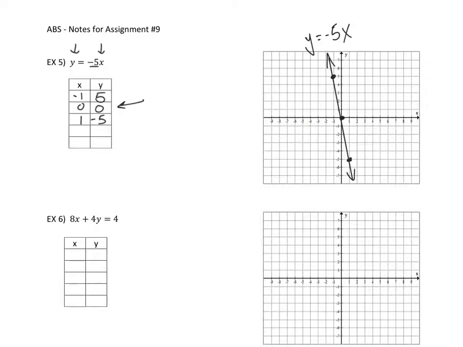Example 6. Now, example 6, finally we get into something that looks like math, and this makes me so happy. So the first step we need to do here is solve for y. So that means this term here, I need to get rid of it on the left side of the equation. So what I'm going to do is I will subtract 8x to make sure that that zeroes out. But on the other side, that also means I have to subtract 8x, and I'm going to do that right in front of the 4.